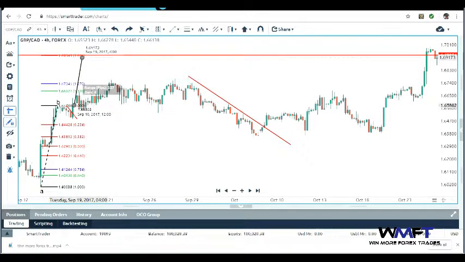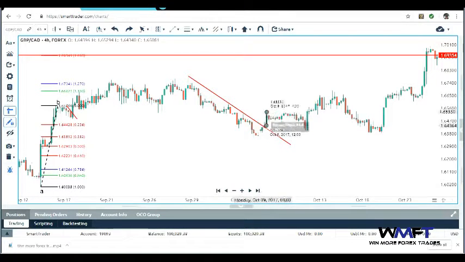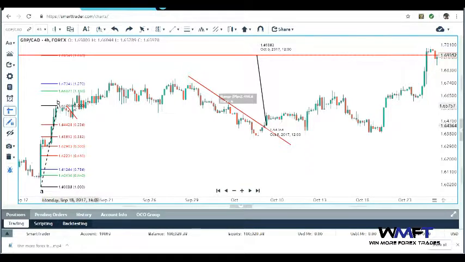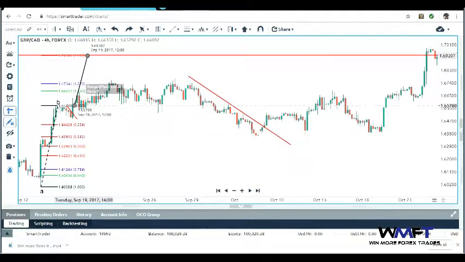So there's one trade, 355 pips. Then you have another trade where you would have entered here at the close of this candlestick. So there's another 498 pips, guys. That's 500 plus 355. So that's 800 pips right there in this one move.